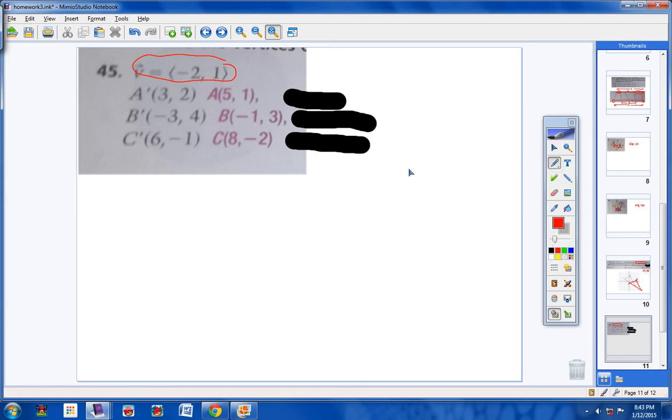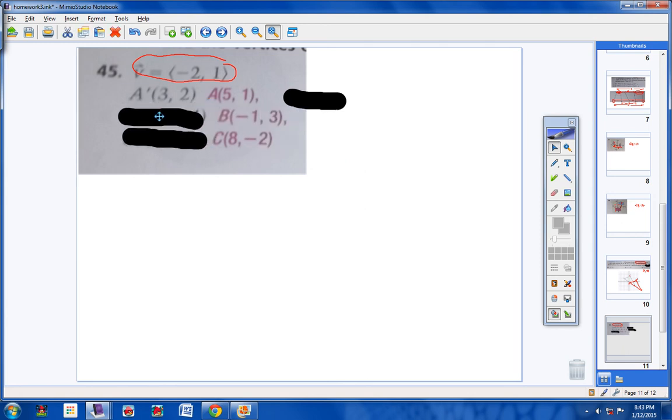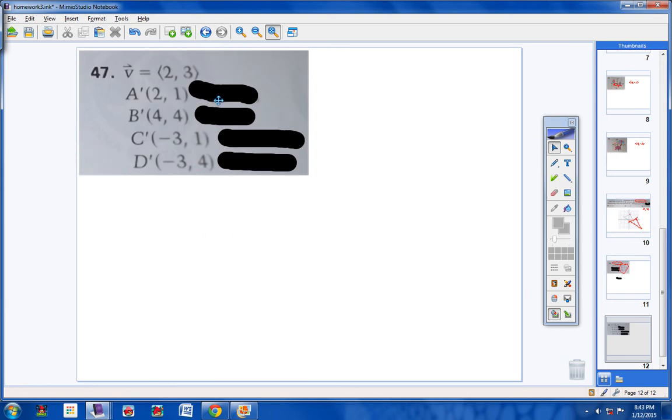Now, if that confuses you, look at it like this. Watch this. These points here are your pre-image. These are your starting image. So how would you find the ending image? Well, you would take 5 minus 2 and you would get 3. And then you would take 1 plus 1, you would get 2. So it totally works, okay? Alright, let's try one more. It's the same thing, okay?